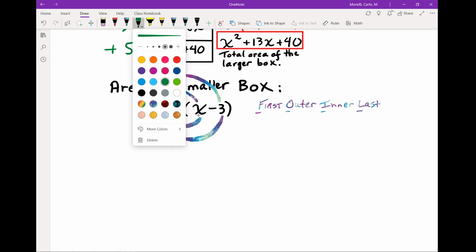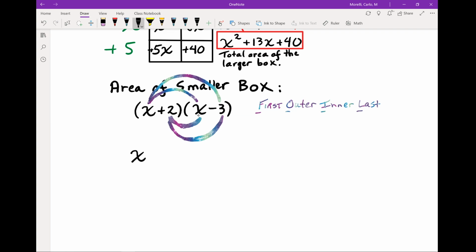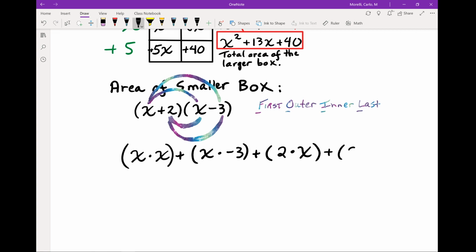So now we're just going to write that out. x times x, that's first. Outer times outer would be x times negative 3. Plus inner, which would be 2 times x. Plus last, which is 2 times negative 3. Now we're going to, I'll wait for the stream to catch up.